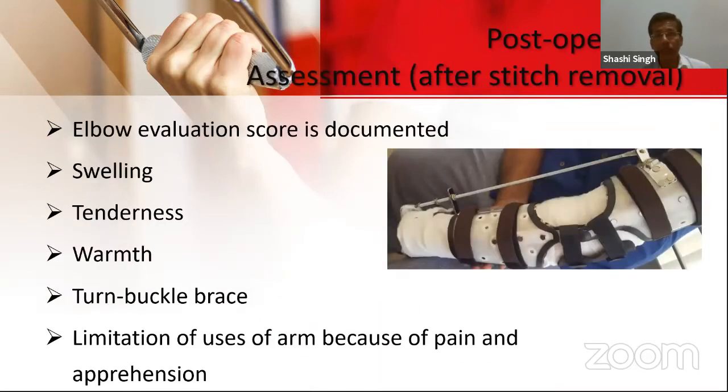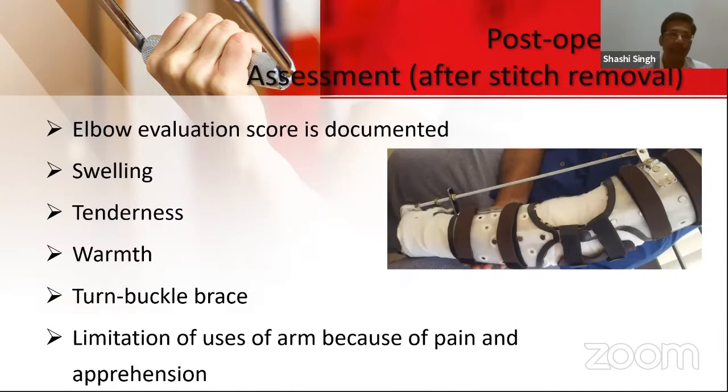So usually stitch removal is done on the 14th or 15th day of surgery. On that day, the patient came to me, and the first thing I did was the elbow evaluation score. That is the documented evidence for the physiotherapy department. It consists mainly of pain score out of 10, activity level, strength and range of motion.